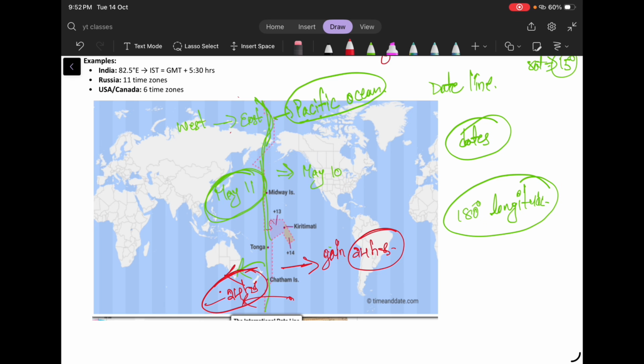And when you observe this line, it is in a zigzag manner. Why? Because there shouldn't be any chance that this line divides a small island into two parts, so that one part has one date and the other part has another date. One small island having two different dates is not viable, right? It will create chaos, right? That's why the line is not dividing any island into different countries or different time zones. To remove that chaos, they have formed this international dateline in a zigzag manner.